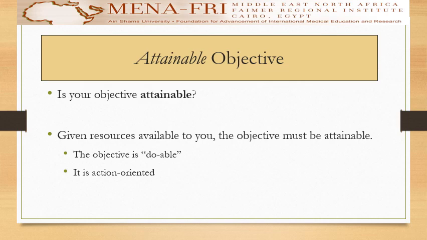Attainable. What do you mean by attainable? I have to ask myself, is the objective attainable? Given the resources available to you, the objective must be attainable. It must be doable. It is action-oriented, where you know that I can do it. If I say I'm going to plant the whole country, can I do that by myself? Of course not. I will plant my backyard. Can I do that? Yes, it's my backyard, which is 3 to 5 square meters. So this is something I can do.